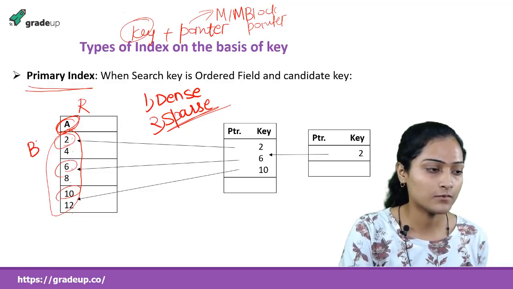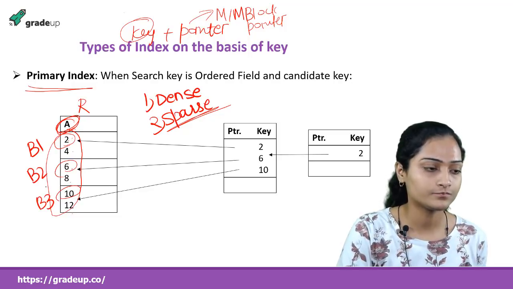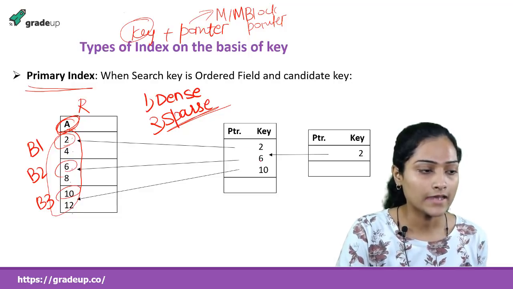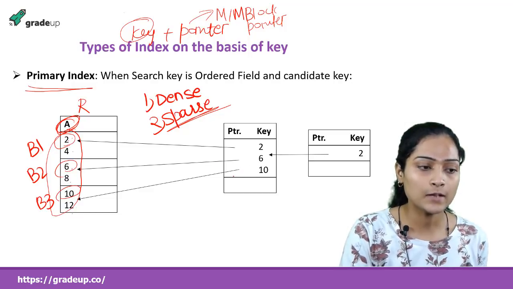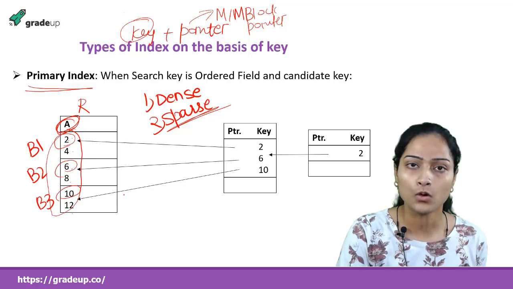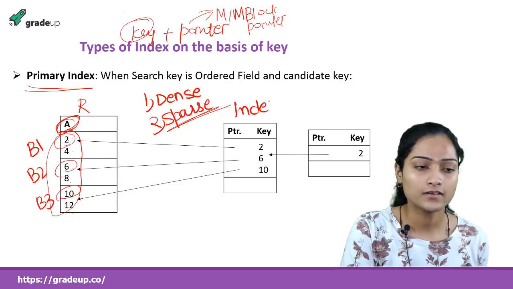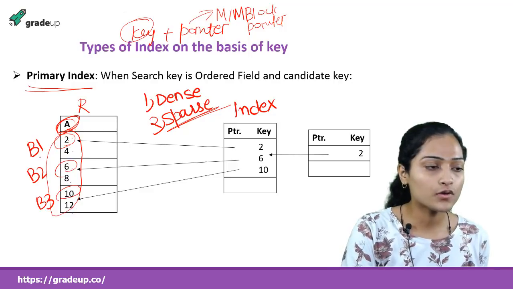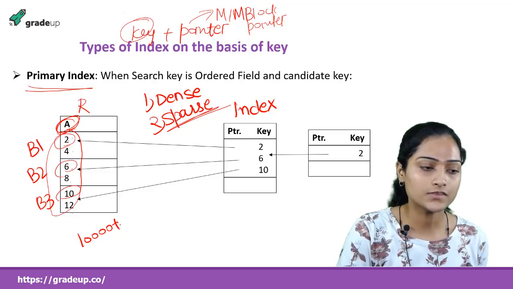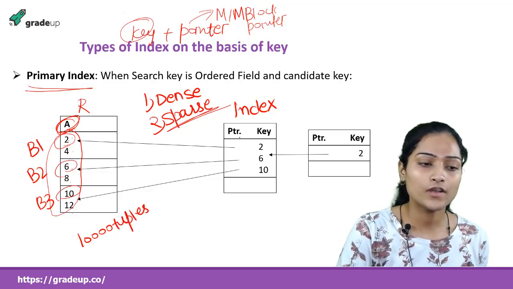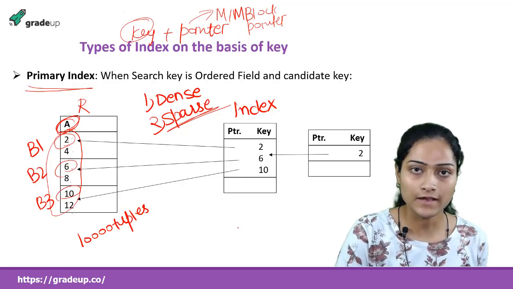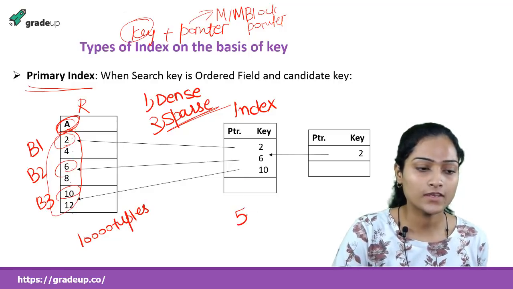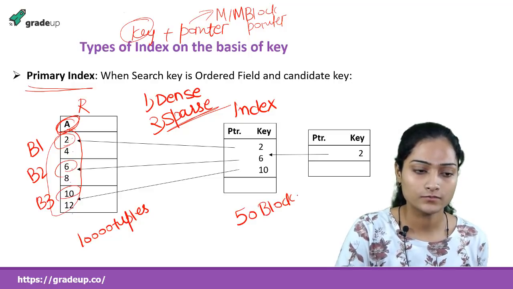I have B1 block, B2 block and B3 block. I'll use key 2 and maintain a pointer towards B1 block. I'll use key 6 and maintain a pointer towards B2 block. I'll use key 10 and maintain a pointer towards B3 block. In this manner, I have built the index. Suppose this particular table is of size around 10,000 tuples. Then you are going to have so many blocks in your index file also. Suppose you are having around 50 blocks here.